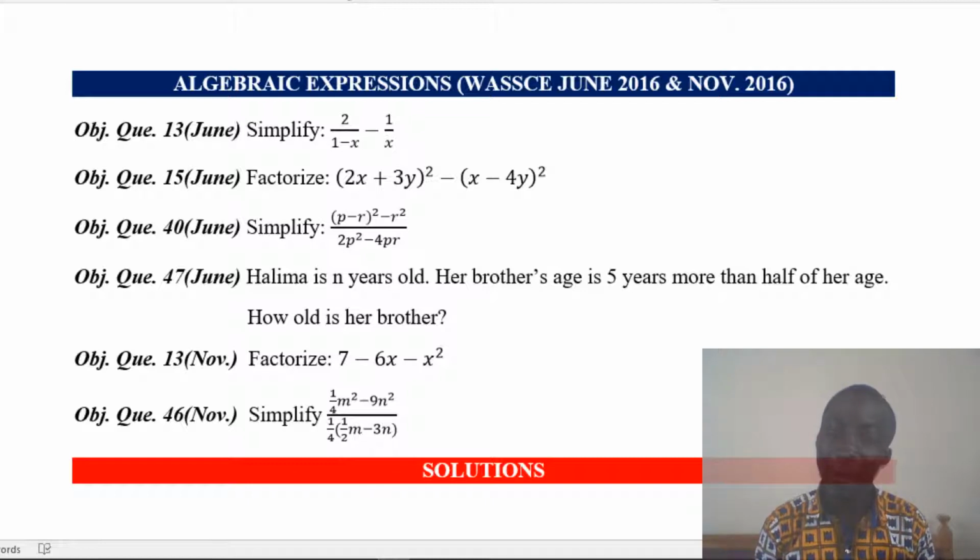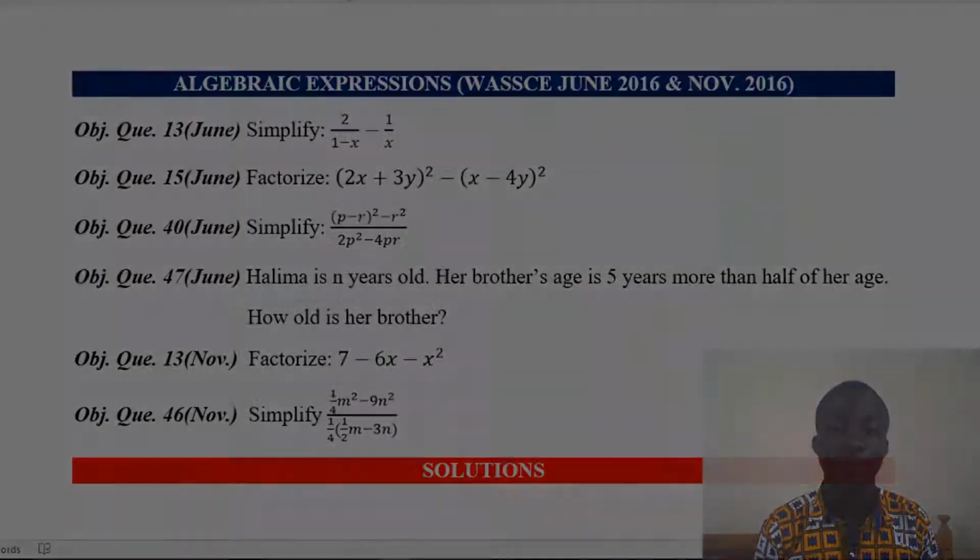Objective question 13 November. Factorize 7 minus 6x minus x squared. Objective question 46 November. Simplify 1 over 4m squared minus 9n squared, divided by the expression 1 over 4 into brackets 1 over 2m minus 3n. Now let's take our pens and solve for our answers.